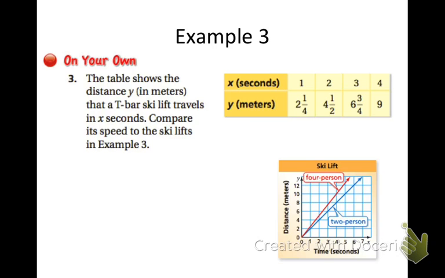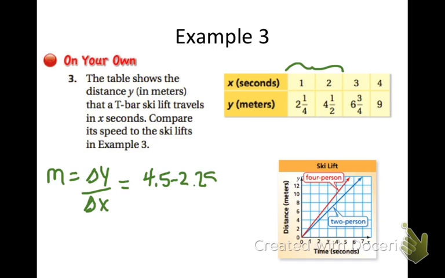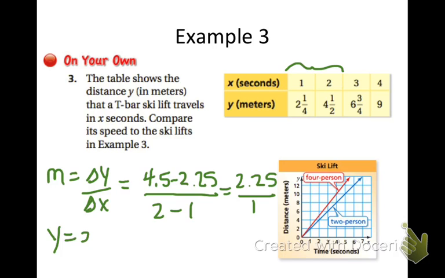One thing we would want to do is calculate the slope. It could be done a couple different ways. m will be equal to the change in y over the change in x, and we have a table, so we could take any 2 points. If we wanted to take these two right here, we could take 4.5 minus 2.25, change in y over change in x. So we have this equation, y is equal to 2.25x. And how would that compare?